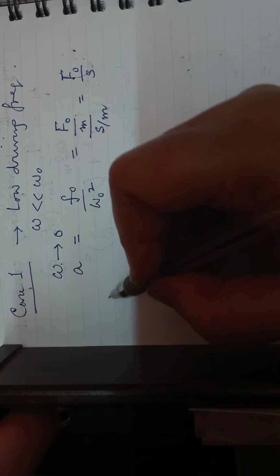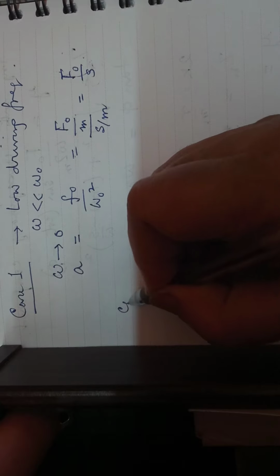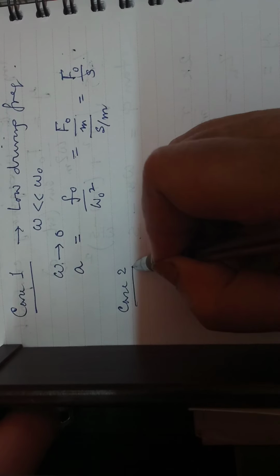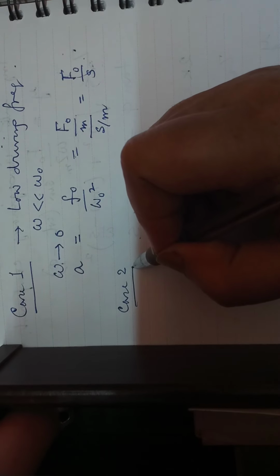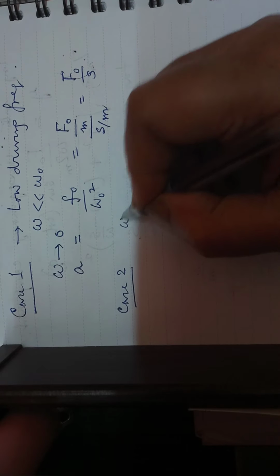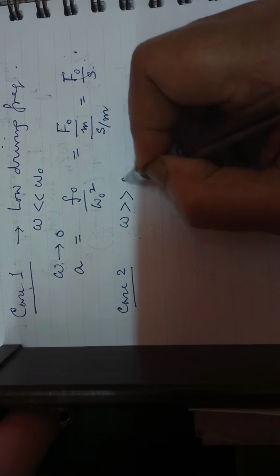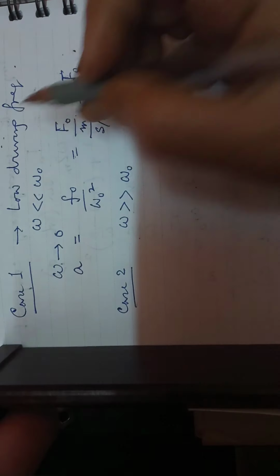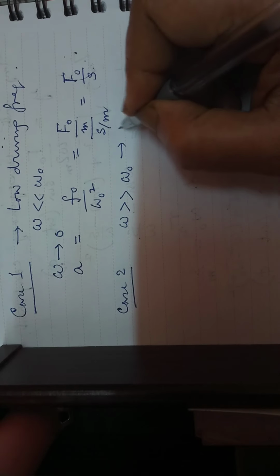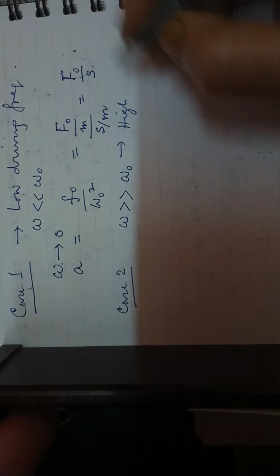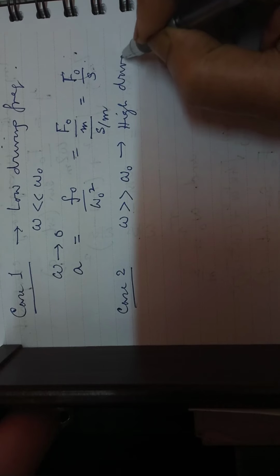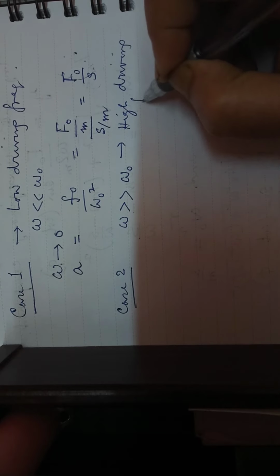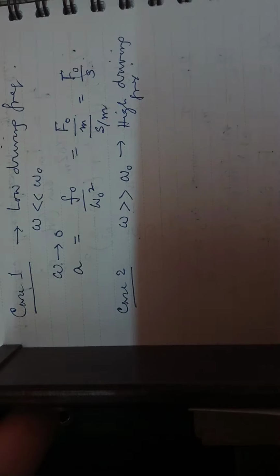Now suppose you go to case 2. Case 2, what is case 2? Well, case 2 is when omega is much greater than omega naught, at high driving frequency. So this means high driving frequency. What is it that we observe when the frequency is very high?